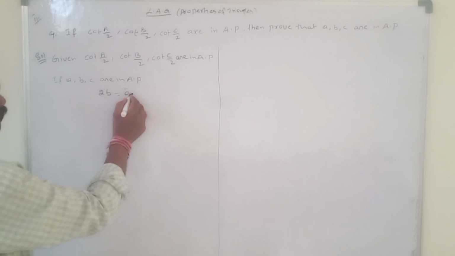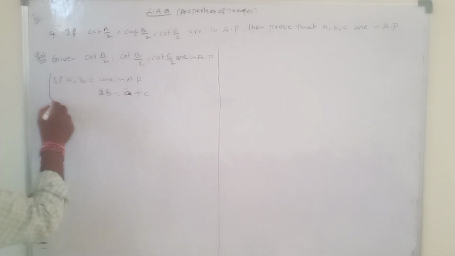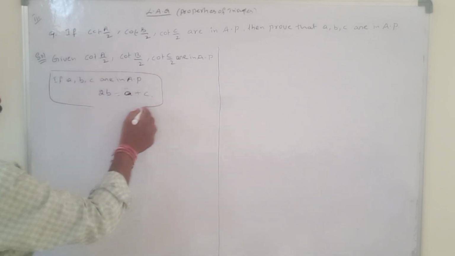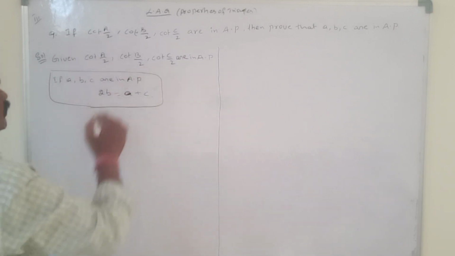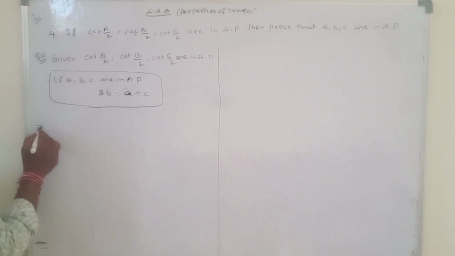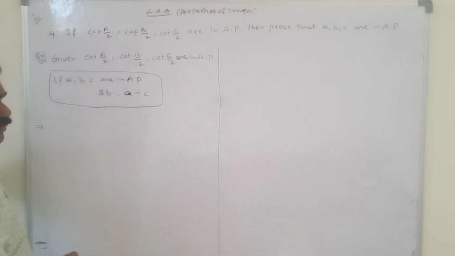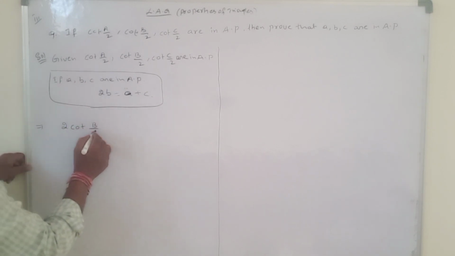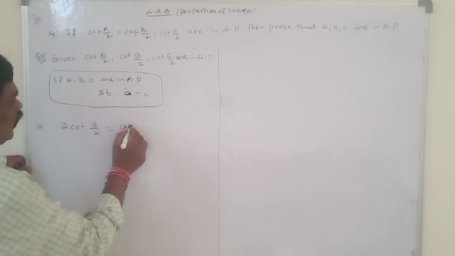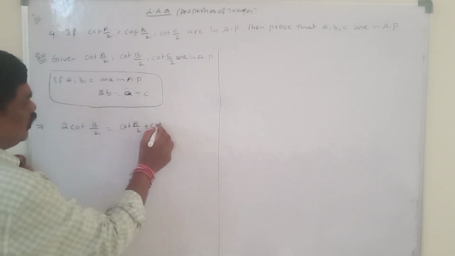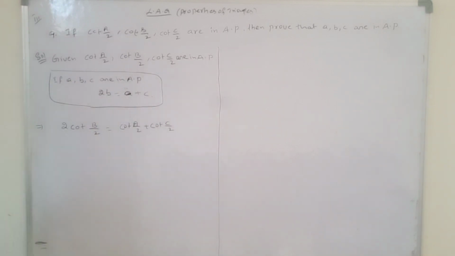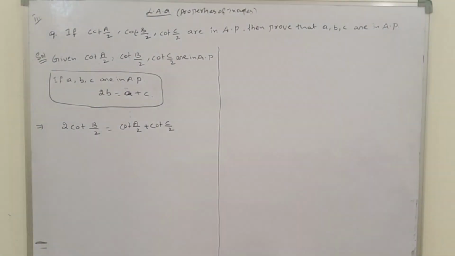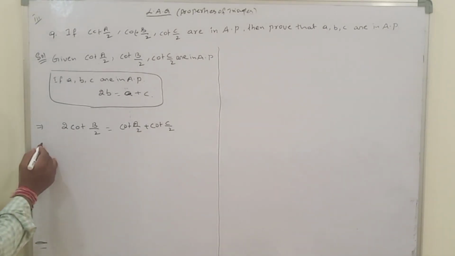2B is equal to A plus C. This is the arithmetic progression condition. Similarly, this is A, this is B, this is C. Then cot A by 2, cot B by 2, cot C by 2 are in AP, so 2 cot B by 2 is equal to cot A by 2 plus cot C by 2.